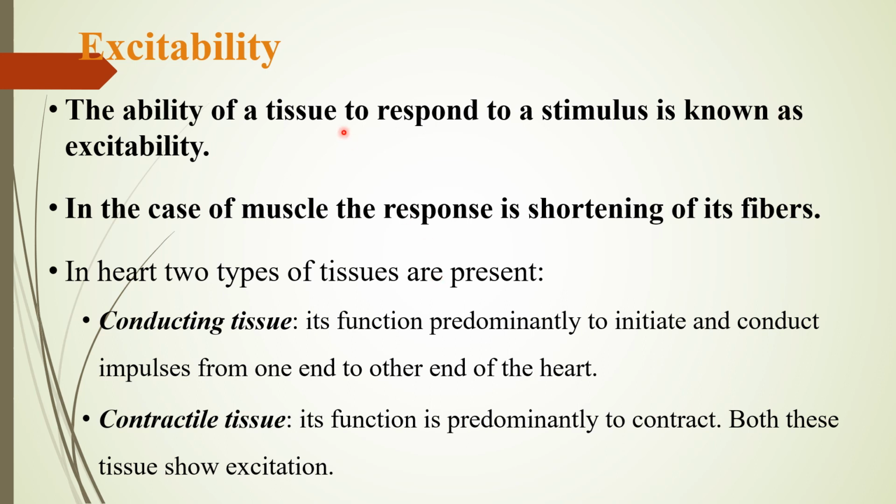In the electrical properties, the first one is excitability. It is defined as the ability of a tissue to respond to a stimulus. In the case of a muscle, the response is shortening of its fibers. In the heart, two types of tissues are present: conducting tissue and contractile tissue. Conducting tissue functions predominantly to initiate and conduct impulses from one end of the heart to the other, and contractile tissue functions predominantly to contract. Both these tissues show excitation.